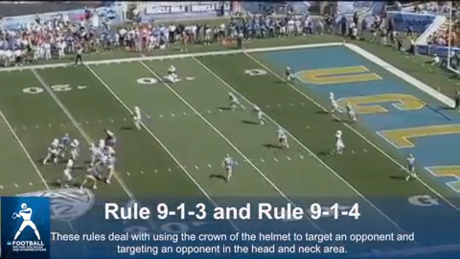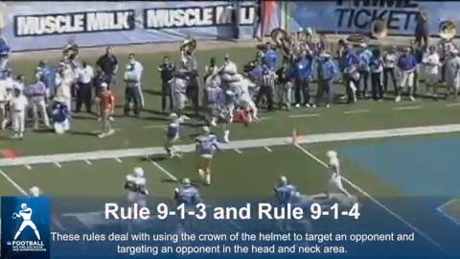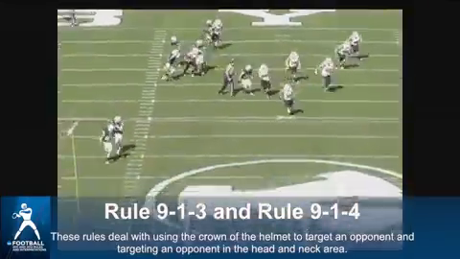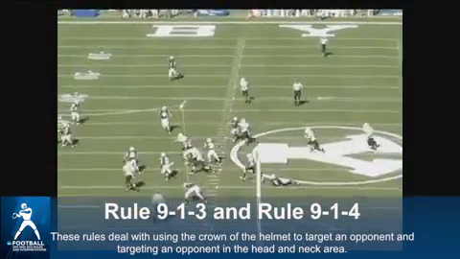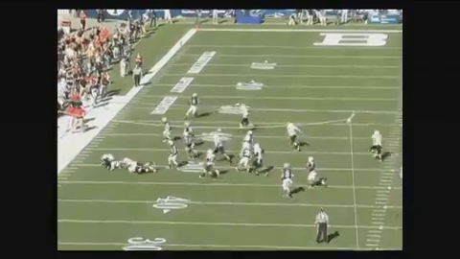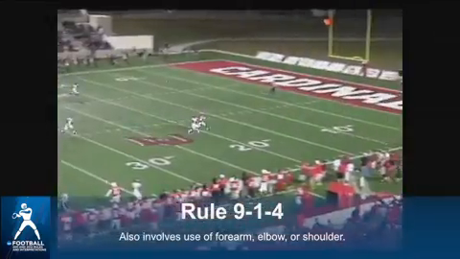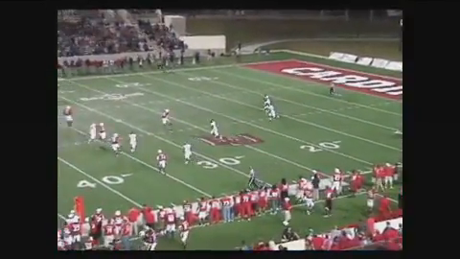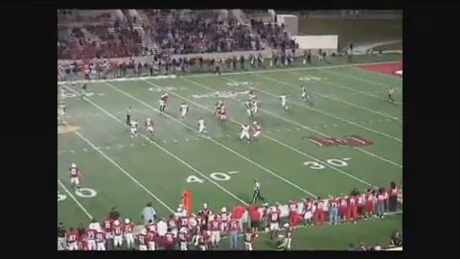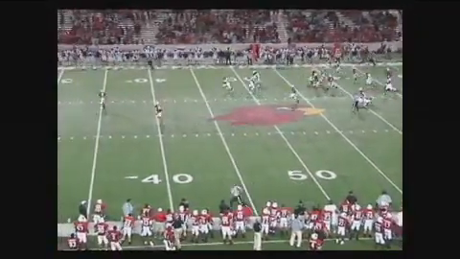Targeting fouls are addressed in Rules 9-13 and 9-14. One deals with using the crown of the helmet to target opponents by contacting them on any body part, and the other deals with targeting the area of the head and neck. While the latter often deals with the helmet, targeting under this rule also includes using the forearm, elbow, or shoulder. In simple terms, one deals with the specific means used to target an opponent, while the other deals more with the area that is actually targeted.